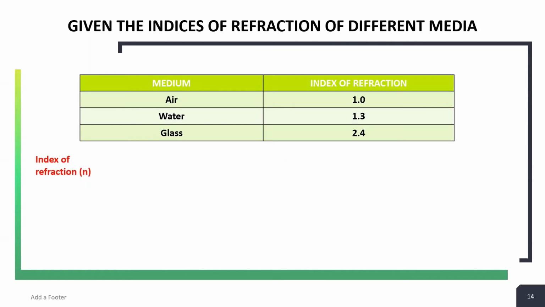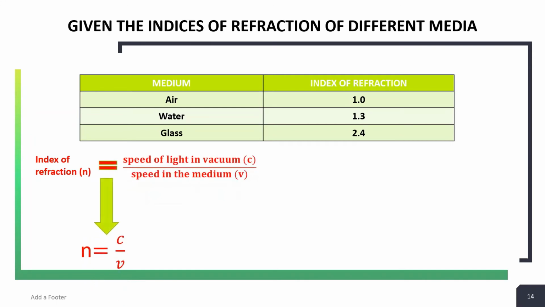Again, like what we have seen earlier, we have this index of refraction, which equals the speed of light in vacuum over the speed in the medium or material. This is our formula, n equals c over v. This is the standard number for the speed of light in vacuum, which is 300,000 kilometers per second, or 3.0 × 10^8 meters per second.